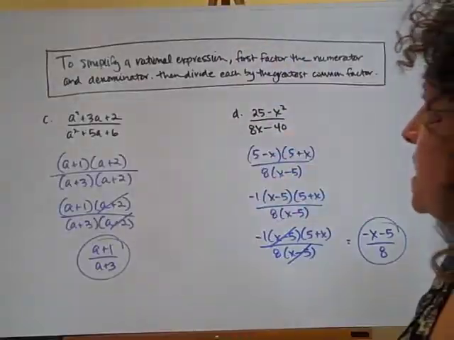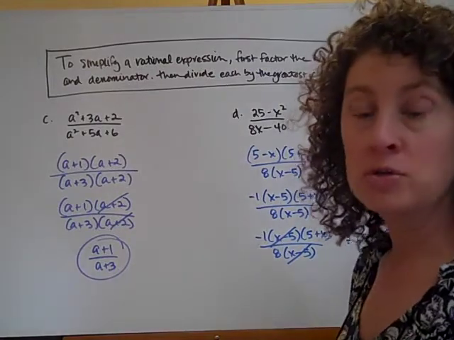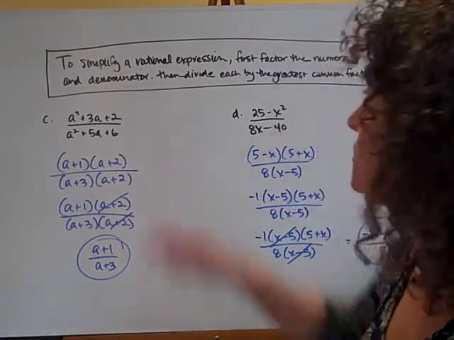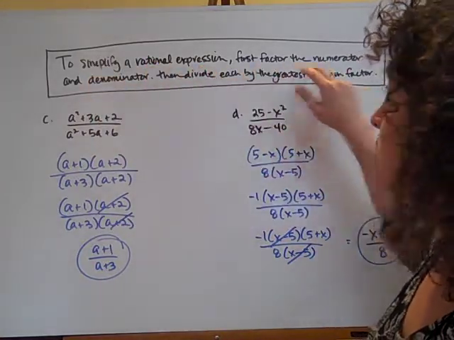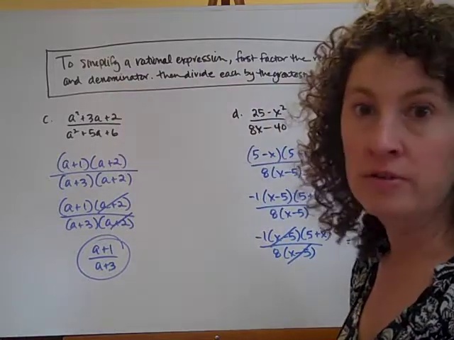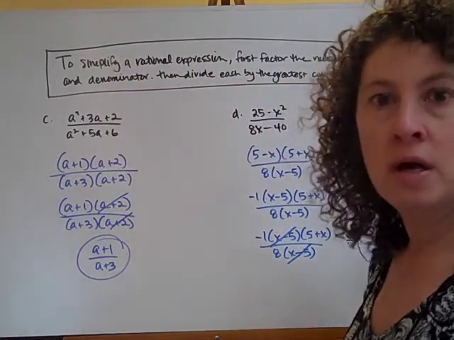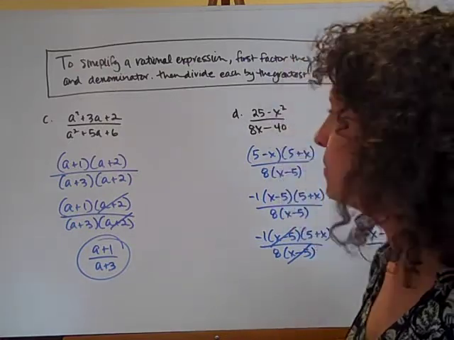All right, let's take a look at simplifying this. We've looked at the excluded values, so you should be able to state the excluded values. We're going to simplify a rational expression. First, factor the numerator and denominator, then divide each by the greatest common factor. So we're going to be factoring our numerator and denominator, and then figuring out what factors I can simplify out.